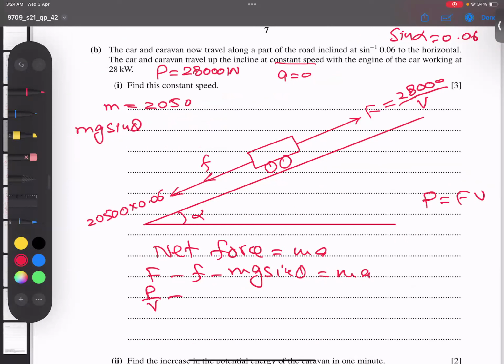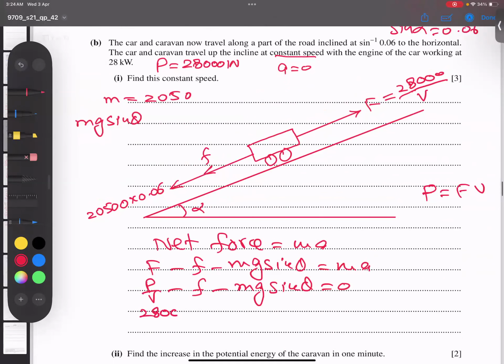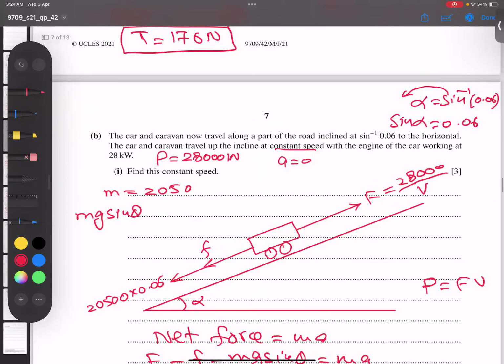And now I'm replacing the values. So what is the V value? It is unknown, and power we know. Okay, let me write the formula first, then I can tell you. Now I'm going to replace. Constant speed means what? Constant speed means acceleration 0. So I write 0 here. So power is what here? 28000 over V, unknown.